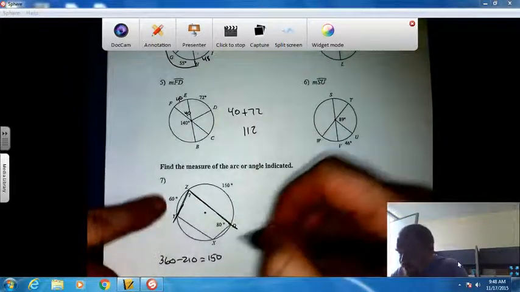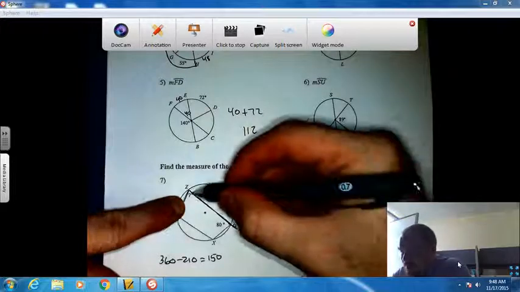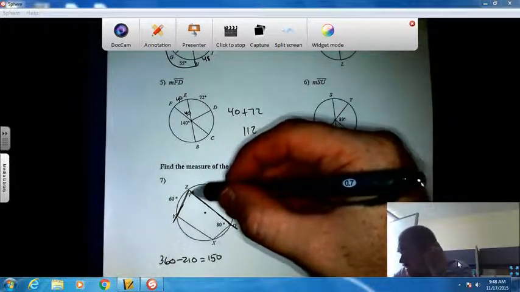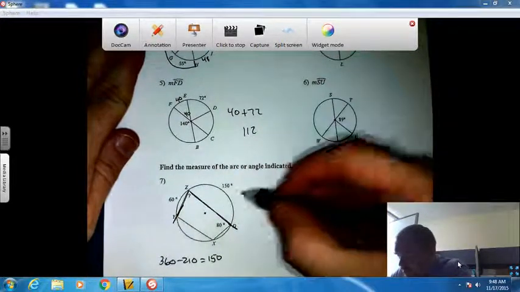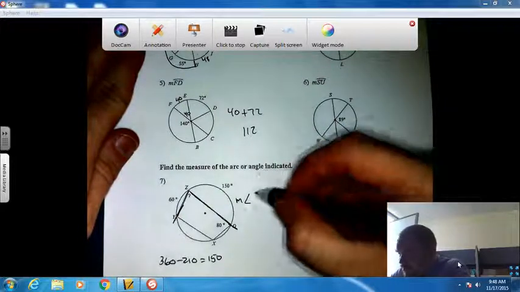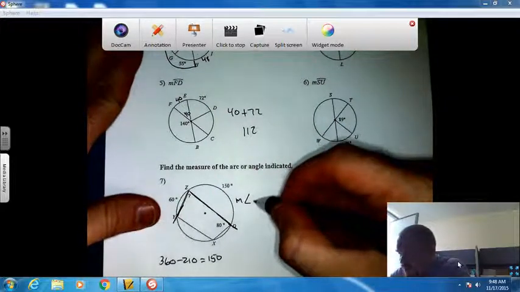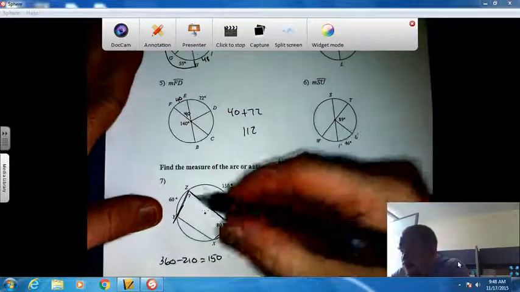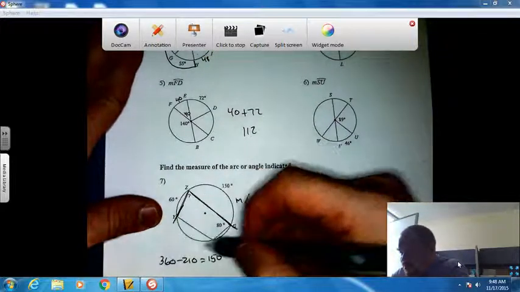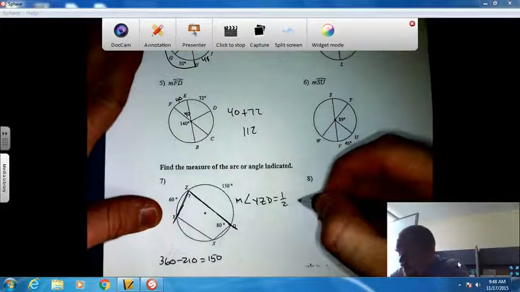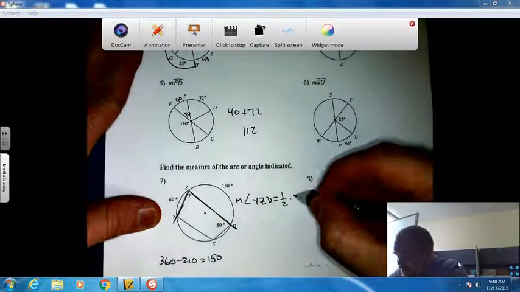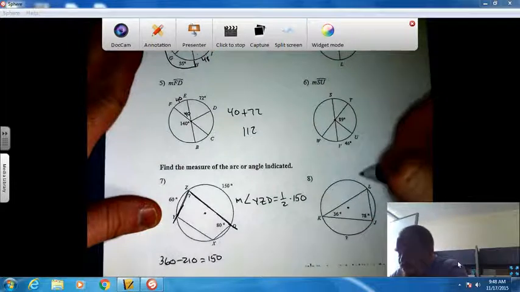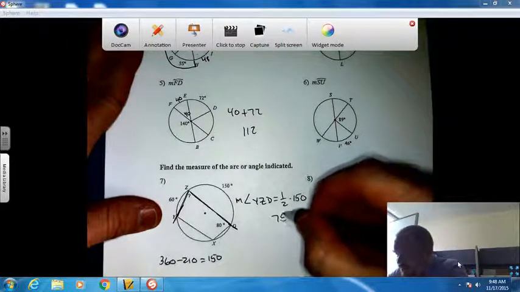So that means that because this is on the circle, the measure of angle YZD is 1/2 the intercepted arc. So 1/2 of 150 is 75 degrees.